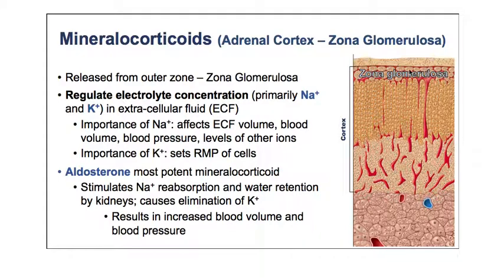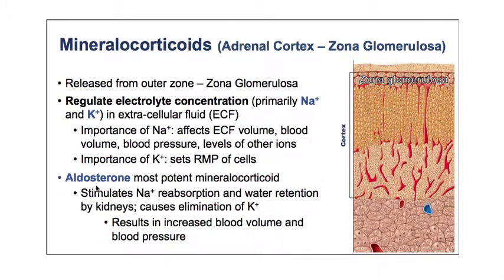Looking at our zona glomerulosa, or our outermost layer, this is going to secrete those mineral corticoids. These are going to be responsible for our electrolyte concentrations. Minerals are ions. They're going to be our electrolytes. The most important of these are our sodium and potassium found in our extracellular fluids, such as blood and interstitial fluid. We'll talk about the importance of these electrolytes and water balance when we get to the kidney chapter later on in the semester.